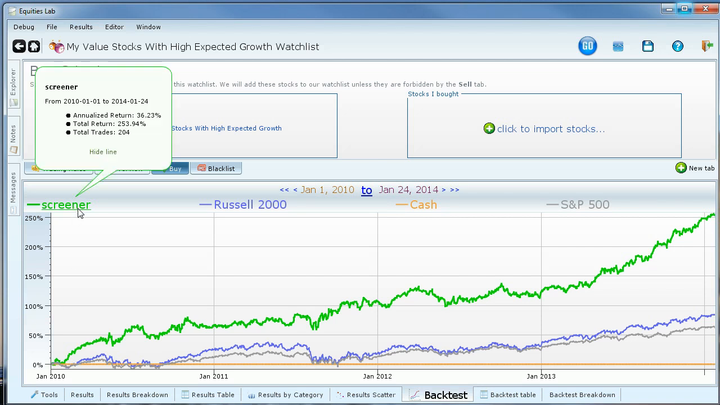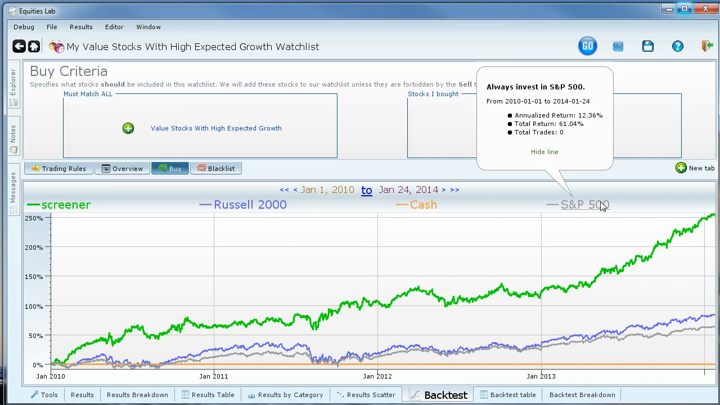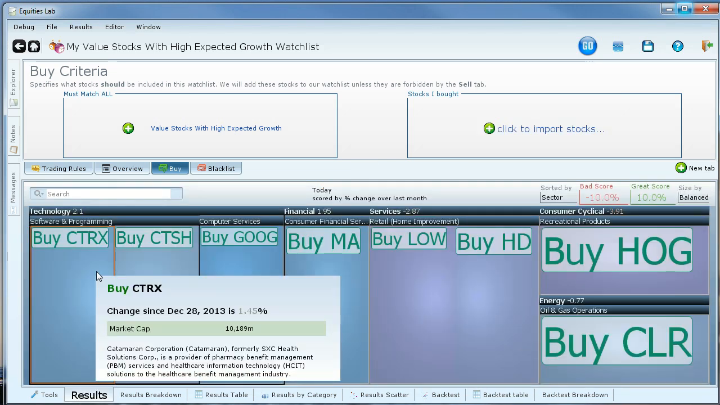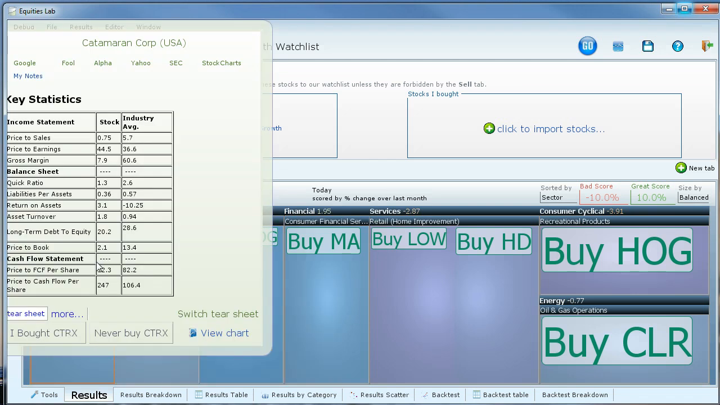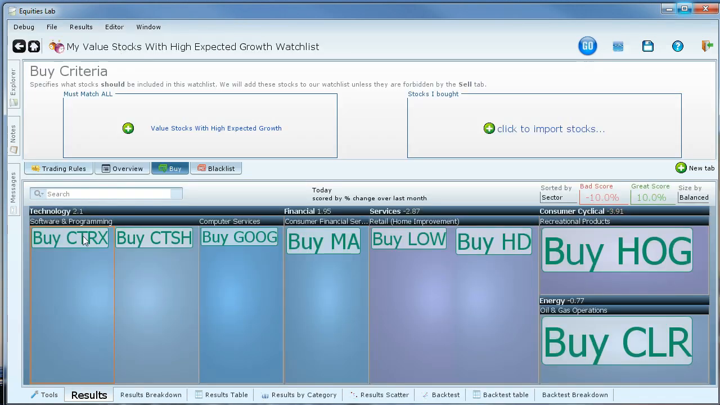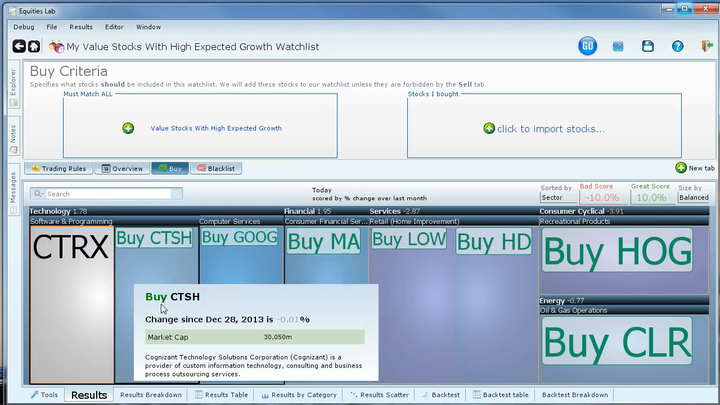So what this is telling us is we would have gotten a 36% annual return if we would have done so, while the market would have given you a 12% annual return. So now that we love this strategy, I'm going to click on a stock, and after I review basic information about it, as well as view the chart, I'm going to make a buy decision.